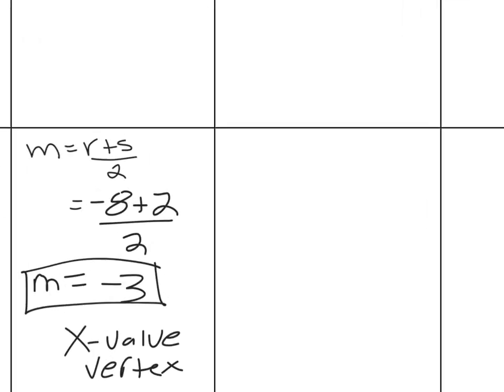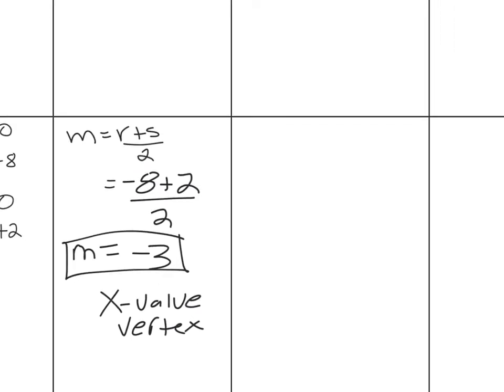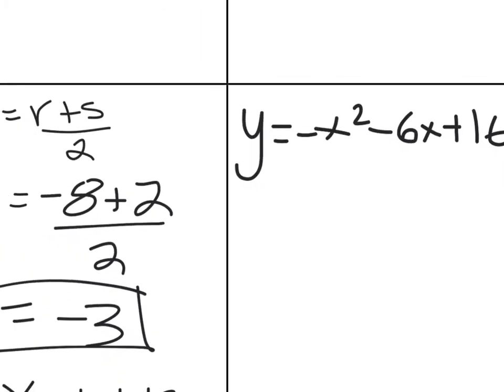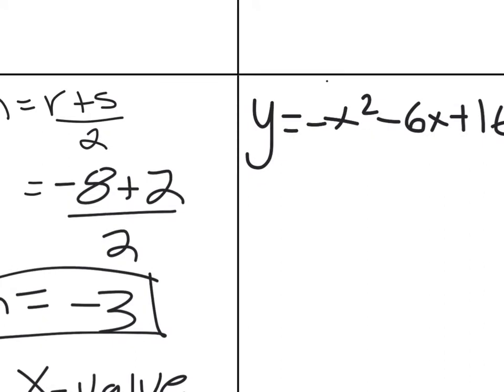And now we'll solve for the y value of the vertex. In order to solve for the y value, you know what the x is. So we'll use the equation that's given. The equation that was given to me was -x² minus 6x plus 16. And we'll replace the x value with a -3. And we have to be careful with our double signs.